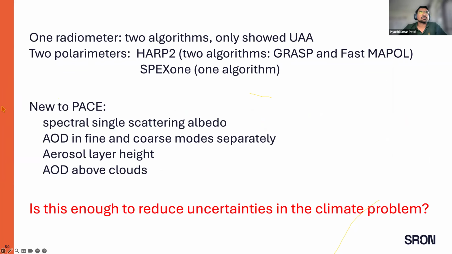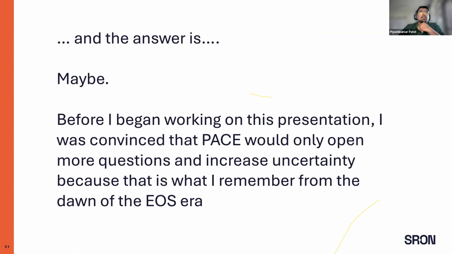Now, the question is, we have one radiometer and two polarimeters on board. We have more detailed information than previous satellites like MODIS, MISR and others, very advanced satellites providing very detailed information. But is this enough to reduce the uncertainty in the climate problem? The question is still there. And the answer is maybe.